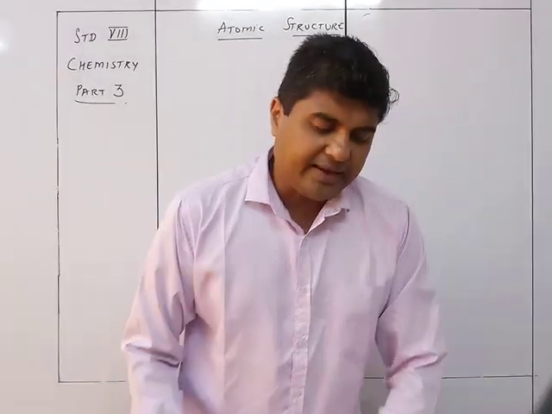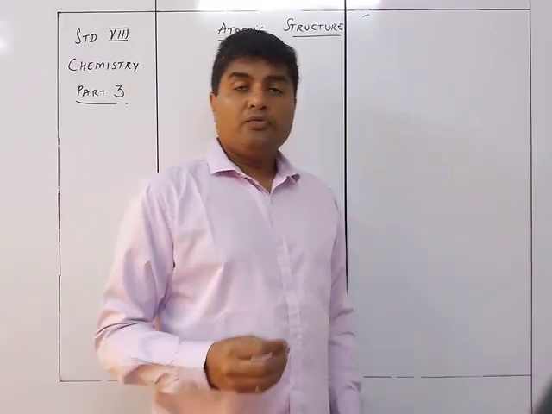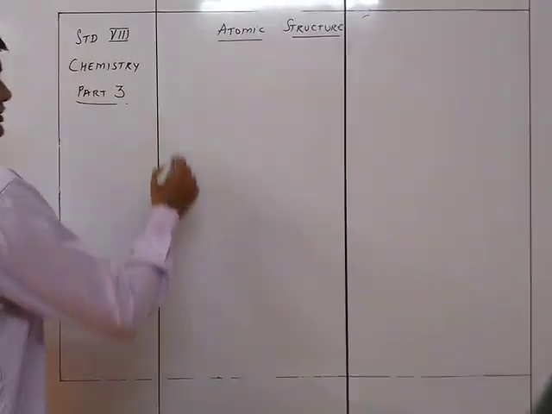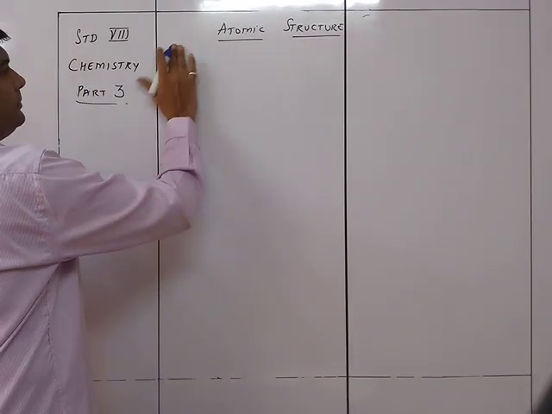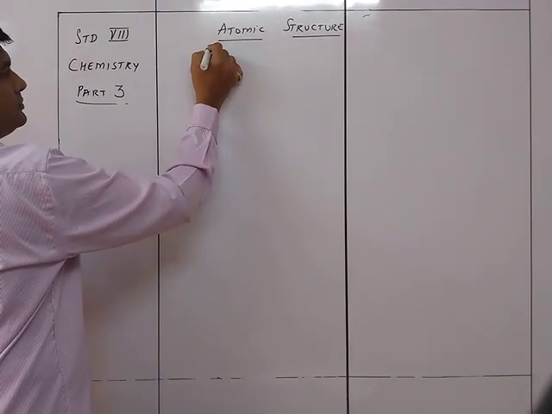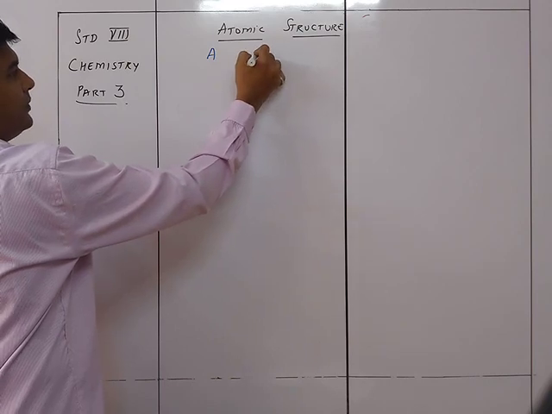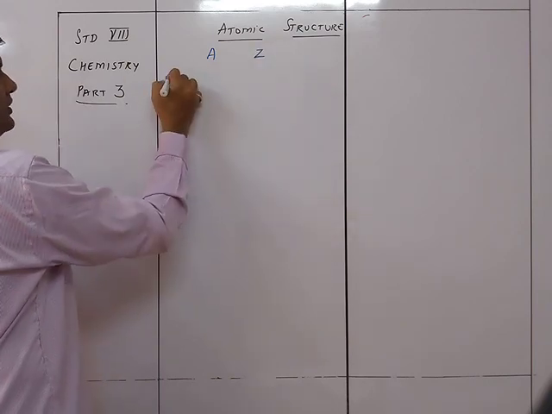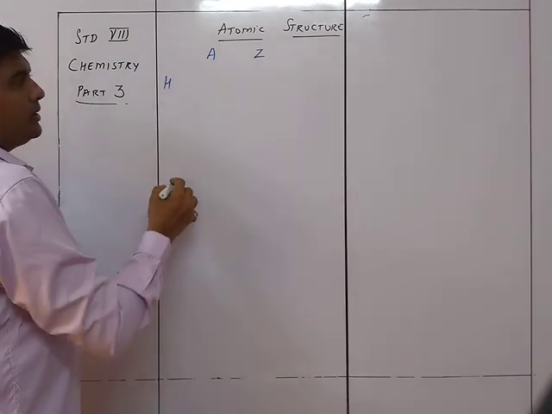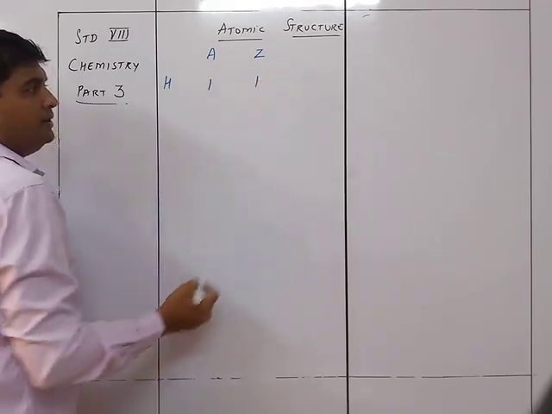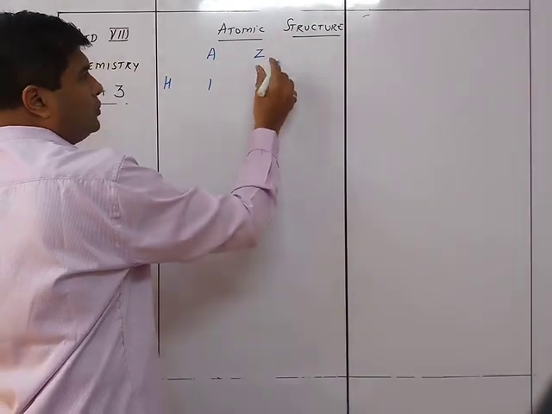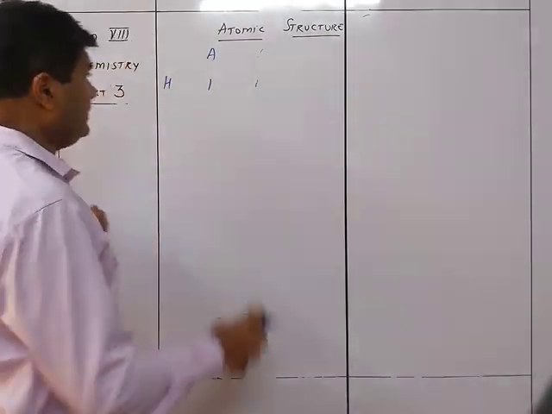So what we can see is, for example, let's say we start with hydrogen. The A and Z of hydrogen are given to you. For hydrogen, we are given that the atomic mass is 1 and the atomic number is 1.